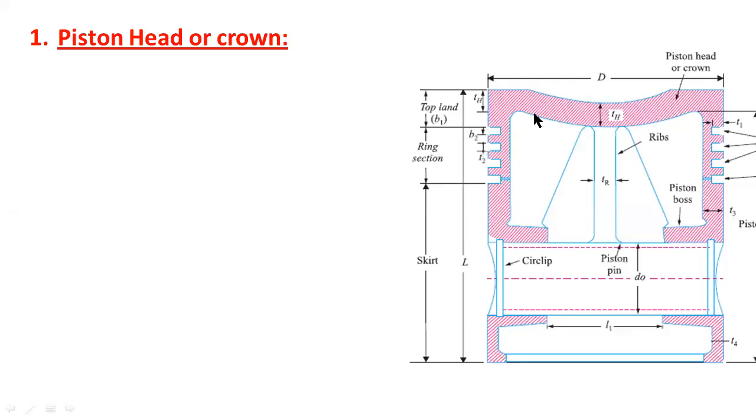Now this is a cross-sectional view of the piston. Here this is the thickness of the piston. This is the piston pin, and these two are circlips.